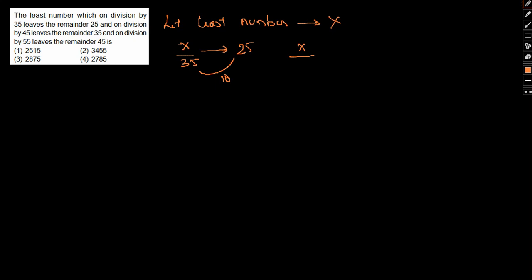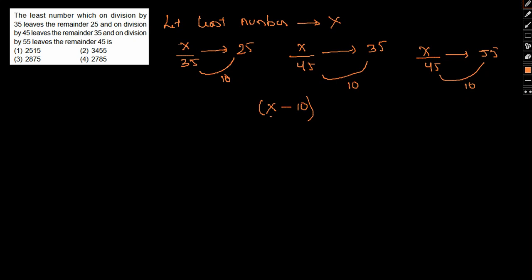Again, the number on division by 45 leaves remainder 35. Again the difference is of 10, so in this regard again x minus 10, because if x is less by 10 then we'll have remainder 35. Again when x is divided by 55 it leaves remainder 45. Again the difference is of 10. Okay, so indirectly we know that our final value should be x minus 10, whatever the x is.